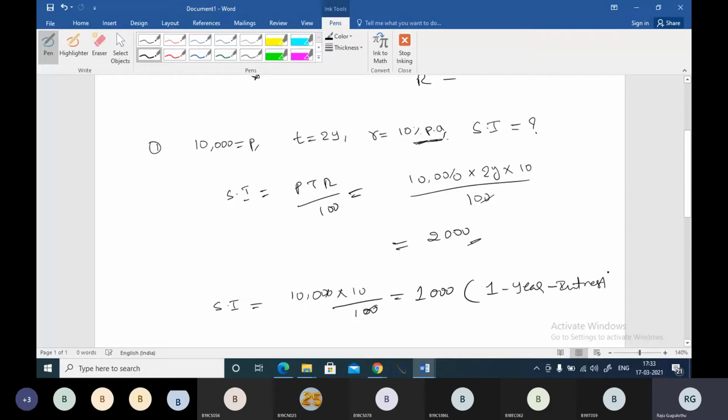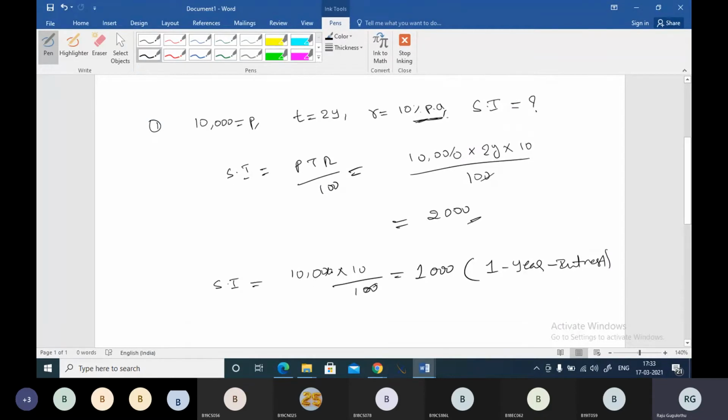There is no need to substitute in the formula. You can directly tell it in this way. So 10% of 10,000 will be 1 year's simple interest. If you want it for 2 years, then 2,000 will be the simple interest, because simple interest will be constant every year, boss. In the third year, it will be 1,000. In the fourth year, it will be 1,000. And in the fifth year, it will be 1,000. So simple interest will be constant every year, but compound interest varies.